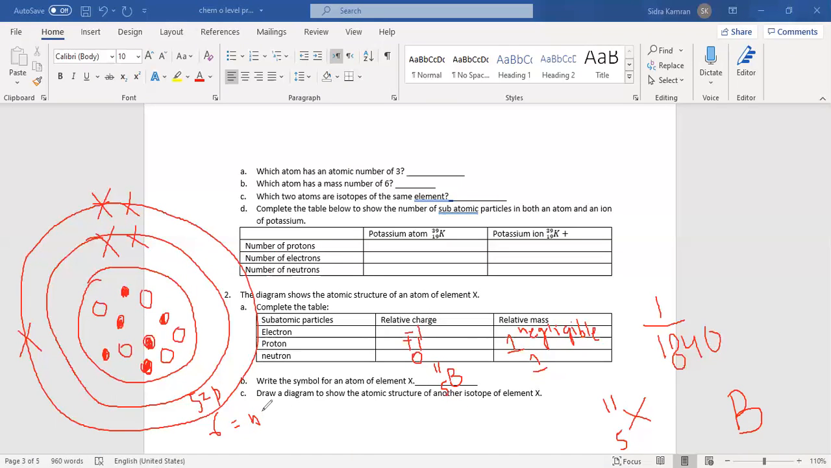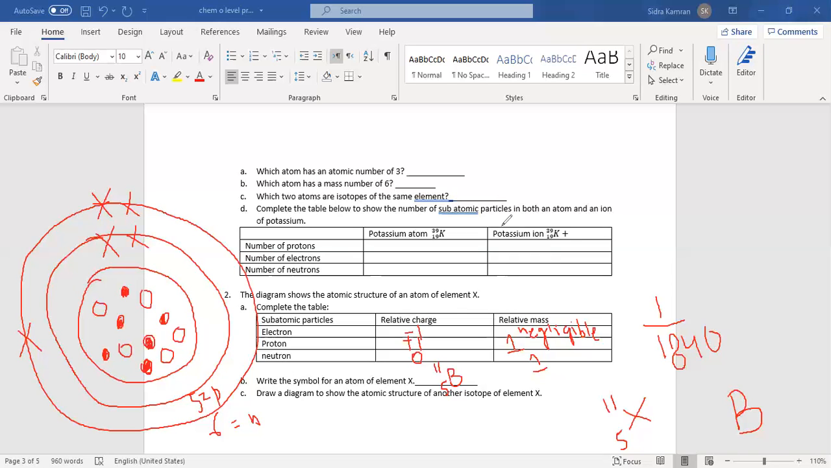Next question is, draw a diagram to show the atomic structure of another isotope of element X. So you have to draw the structure of an atom that represents the isotope of this boron. As we know, isotopes have the same atomic number but a difference in atomic mass. Basically atomic number is the number of protons, so you have to write the same number of protons in the atomic structure of the isotope, but just change the number of neutrons.